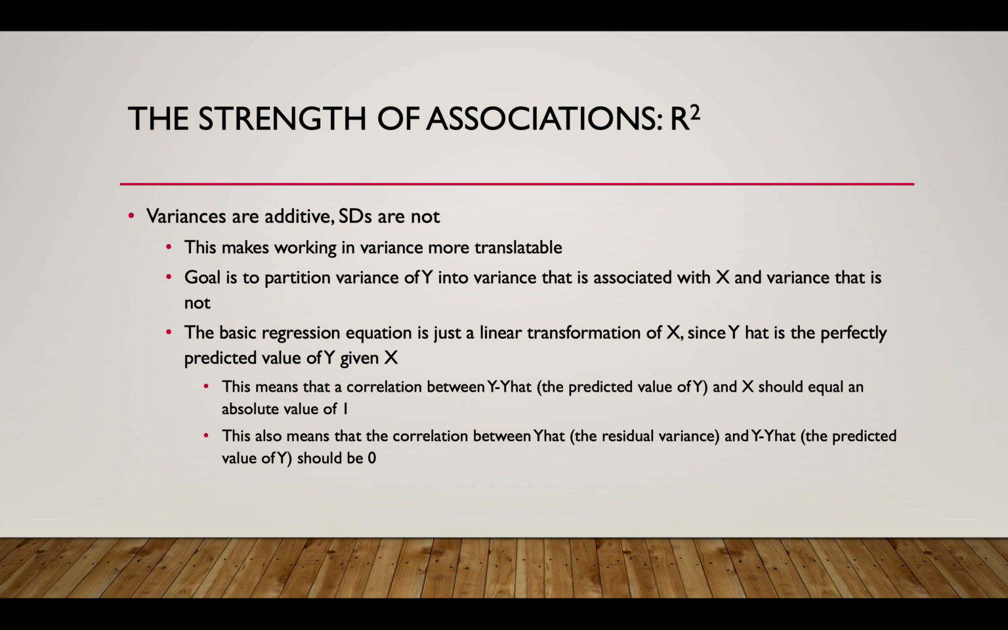Our goal in regression is to partition y into variance that's associated with x and variance that is not. We're going to do kind of a cool exercise in class about this, but the basic regression equation is just a linear transformation of x. Since y hat, our predicted value, is the perfectly predicted value of y given x. If everything fell on y hat, remember that very first image that I showed you, then we would have a perfect linear relationship.